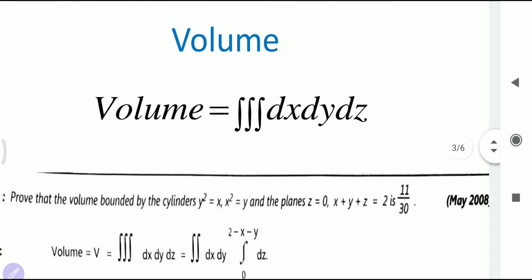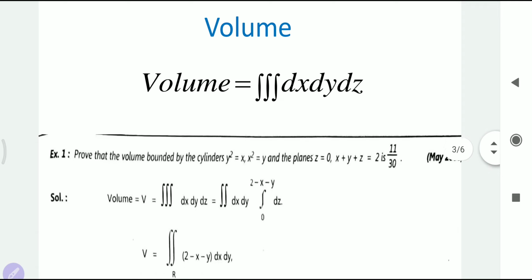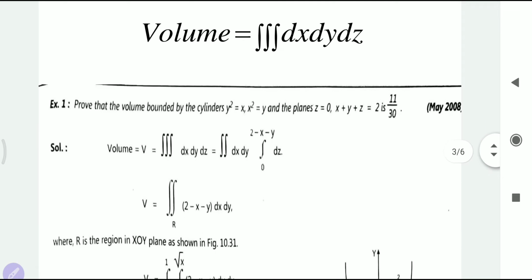Now the formula for the volume is same as area, only the thing is here we are having one more dimension. The volume is triple integration dx dy dz. Okay, so let us see one example on this. Prove that the volume bounded by the cylinders y square is equal to x, x square is equal to y, and planes z equal to 0 and x plus y plus z is equal to 2 is 11 by 30.